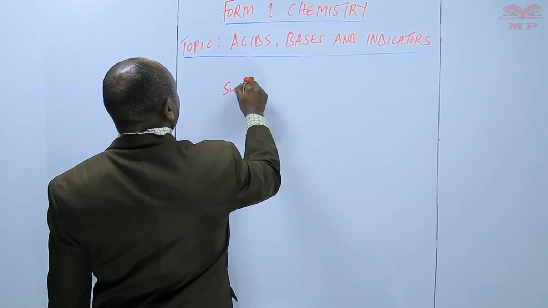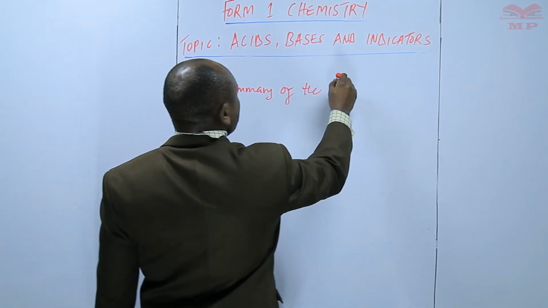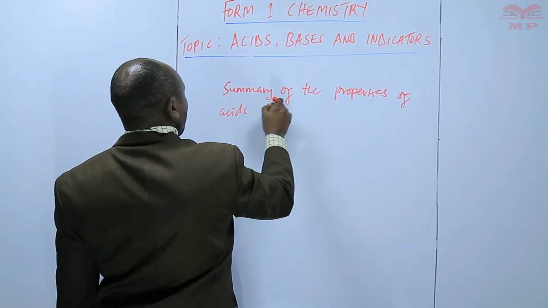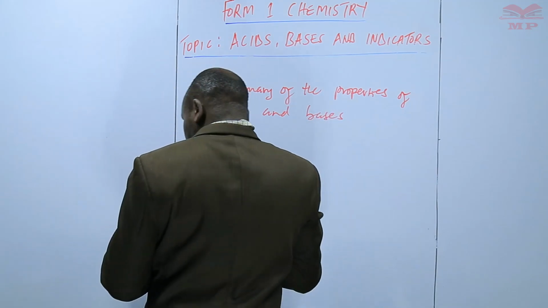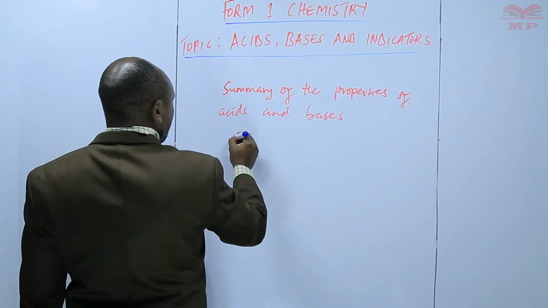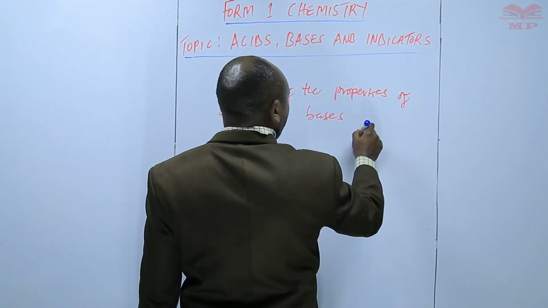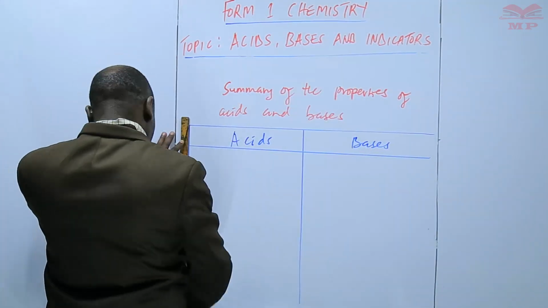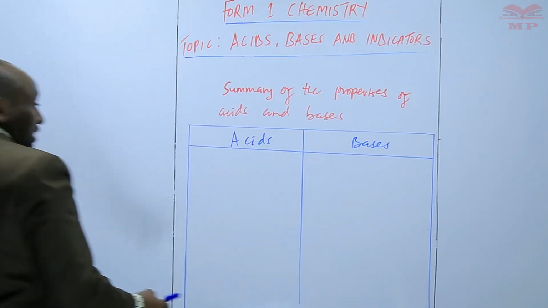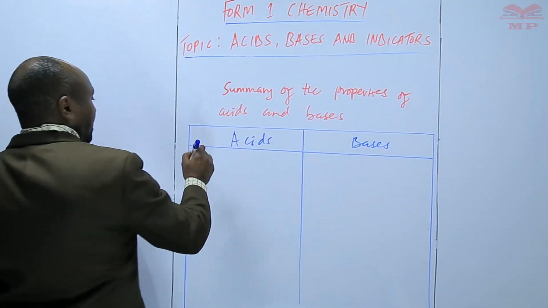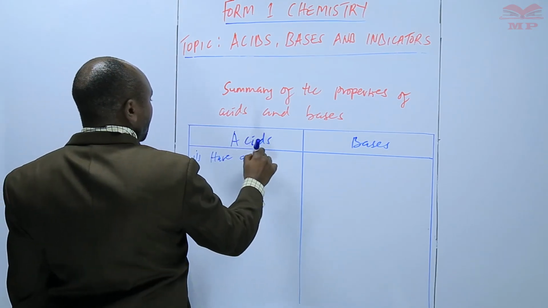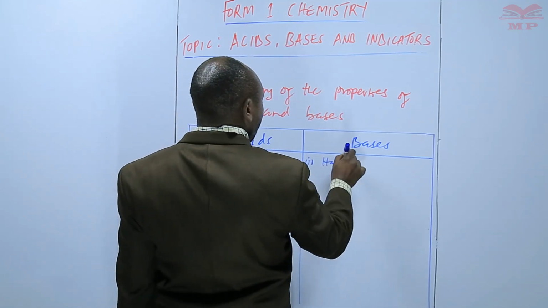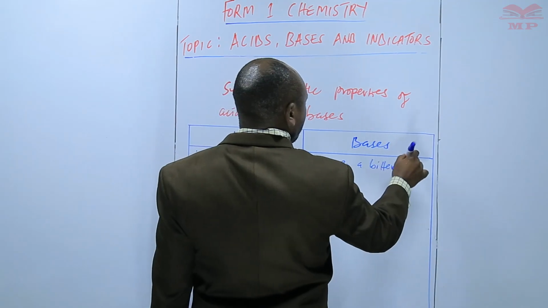So we're going to have a summary of the properties of acids and bases. We'll have acids on one side and bases on the other side. In terms of acids and bases, we started by saying that acids have a sour taste, while bases have a bitter taste.